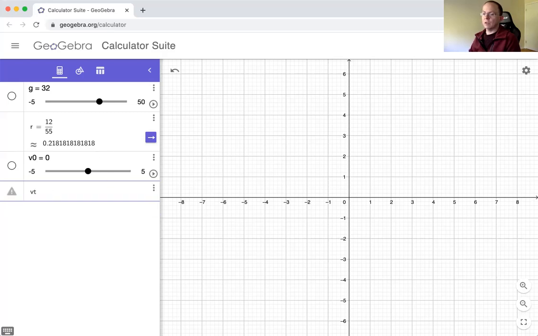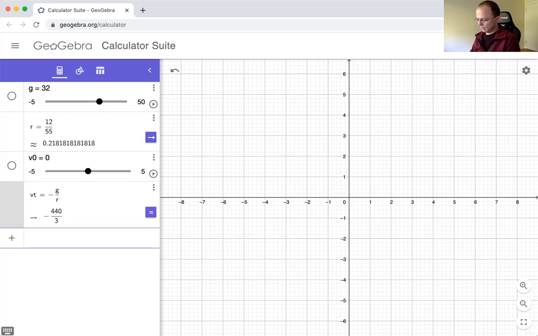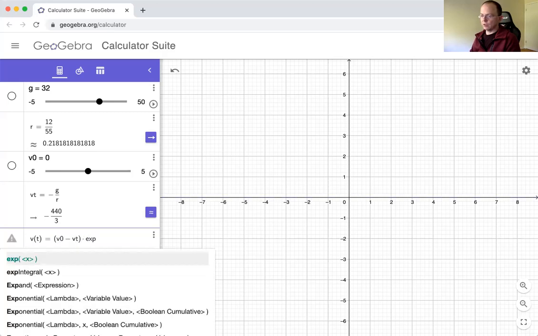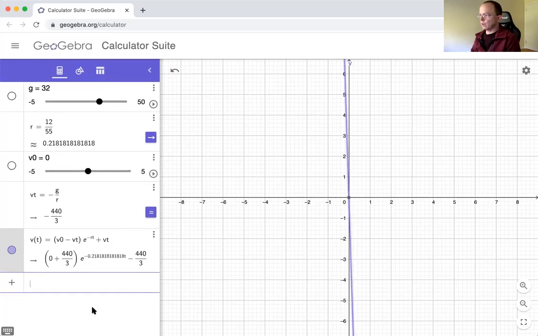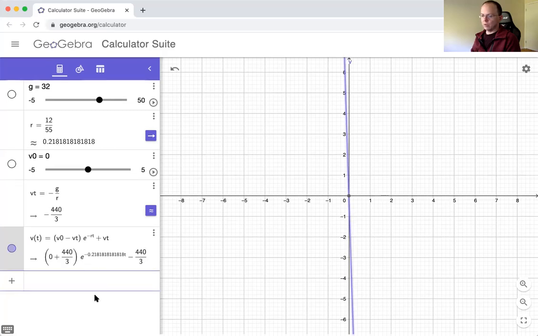So VT is going to be equal to negative G divided by rho. There it is. Yeah, that's the value we wanted. So that is our terminal velocity. And then V of t is equal to V naught minus VT times the exponential of negative r times t plus the terminal velocity. Okay, so that is our velocity being plotted over there.